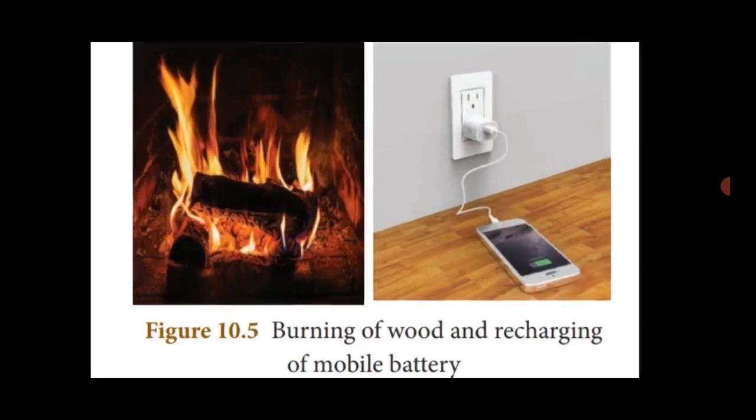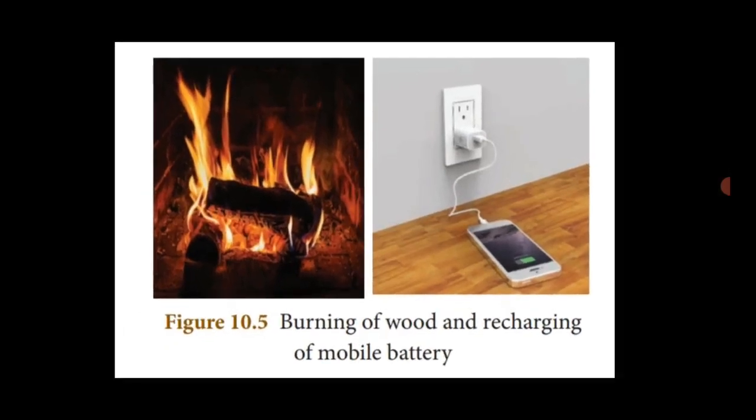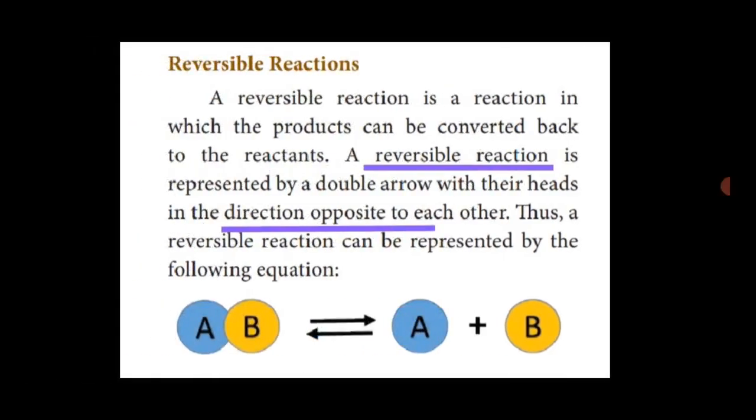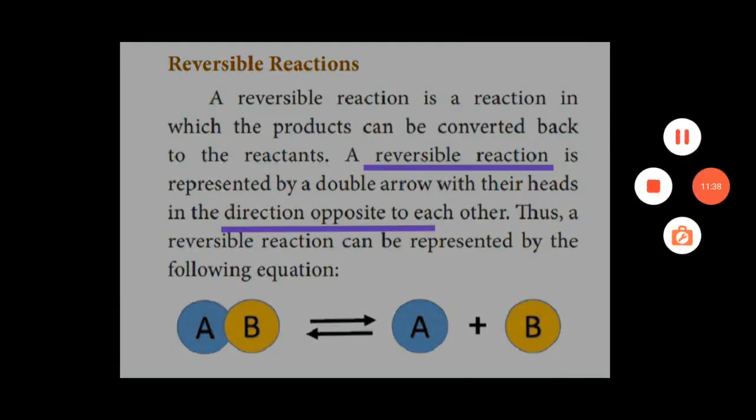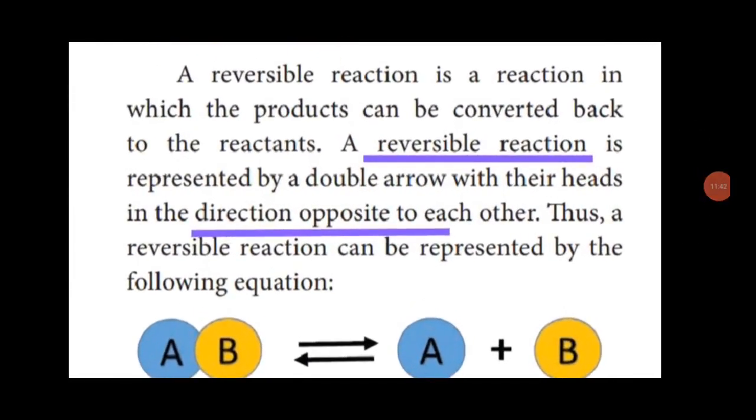What are the conditions? One is heat energy or something, any addition of energy. The reactions can be categorized into two types. One is reversible reaction, another one is irreversible reaction. Let's see these two types of reaction. First one, reversible reaction. What is reversible reaction? The reversible reaction is a reaction in which product can be converted back to the reactant.